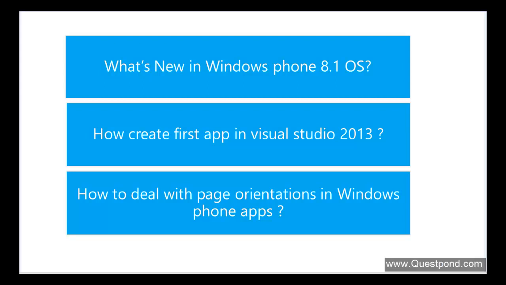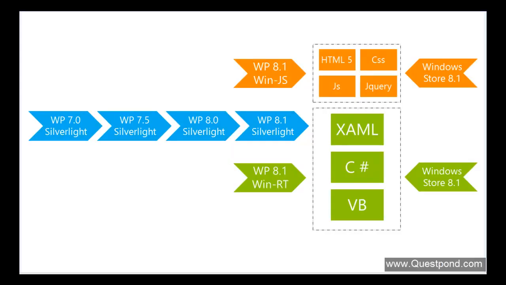In this video, we are going to talk about these three questions. First, we're going to start with what's new in Windows Phone 8.1 OS, how to create the first app in Visual Studio 2013, and how to deal with the page orientations in Windows Phone apps. Now, first I want to discuss the history of the Windows Phone operating system.